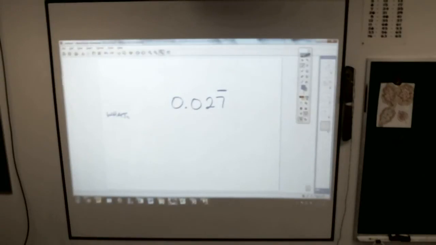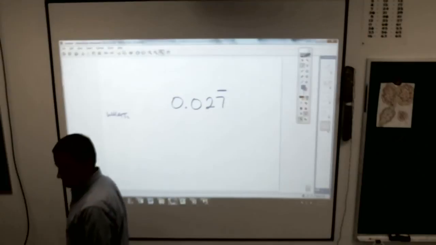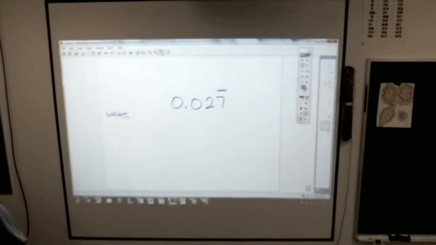Are you done with it? 3 over 110? How did you get that? Because here, we got 3 11ths. I don't know, maybe that's right. I can't tell based on just looking at that, but maybe it is. Are you sure? Maybe you should try it the other way and see if you get the same thing. Did you get 3 over 110? Elijah says no.